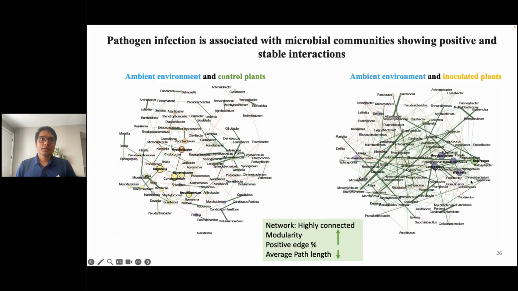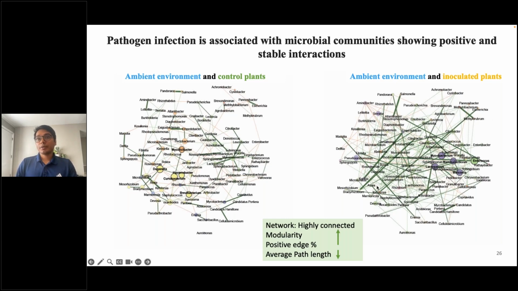So what happens when there is a presence of the pathogen? In the presence of pathogen, we saw more positive interaction and a highly connected network with higher modularity, higher positive edge percentage, and lower average path length. And we can see there is more positive interaction here in the presence of inoculation, in the presence of pathogen, as compared to the control plants. And similar to the previous observation, there are distinct hub taxa in the inoculated plants as compared to the control plants. So it means that the plants are responding to this stress by changing the interactions, but also by changing the hub taxa.